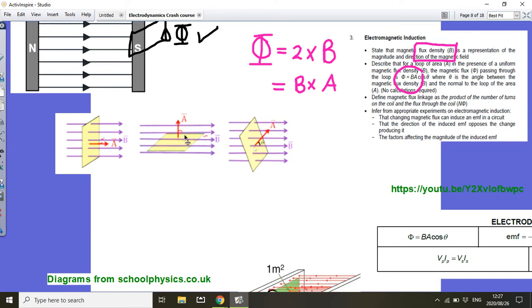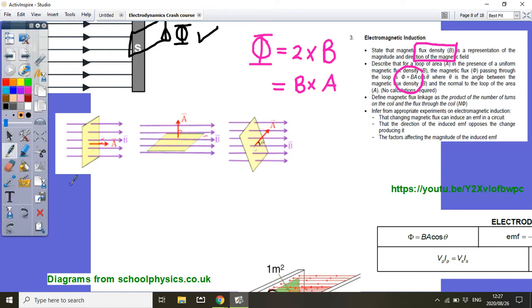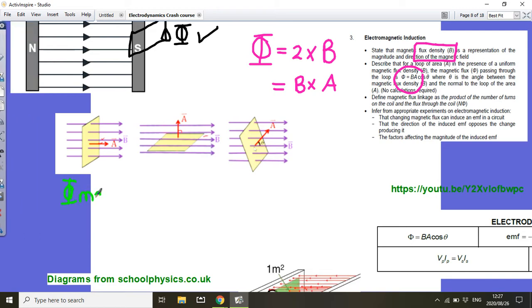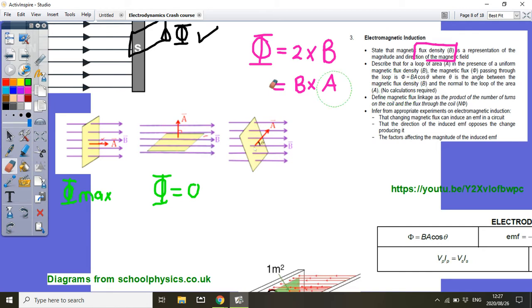When it's in this position, if you look at this area, the yellow area there, again, there's nothing. No lines are passing through that area. So my magnetic flux here is 0. So here I have a magnetic flux that is a maximum, and here I have a magnetic flux that is 0. Again, look at my B. Did my B change? The magnetic flux density here and here should be exactly the same if it's the same magnets. Anywhere in between, I'll have an angle, and that is why you will see that you have that cos theta in your equation.